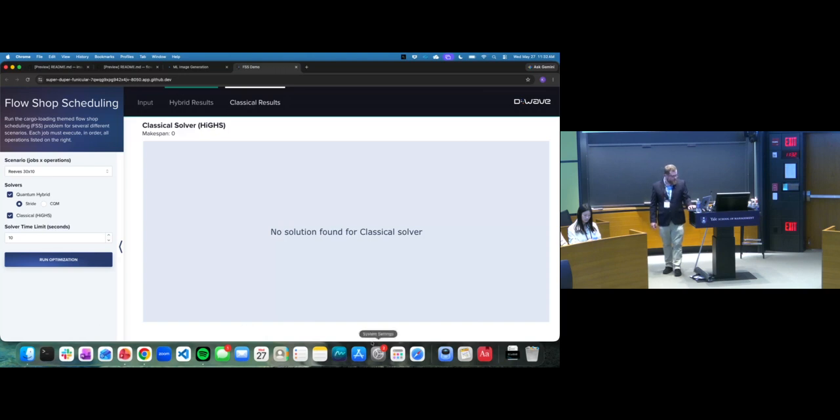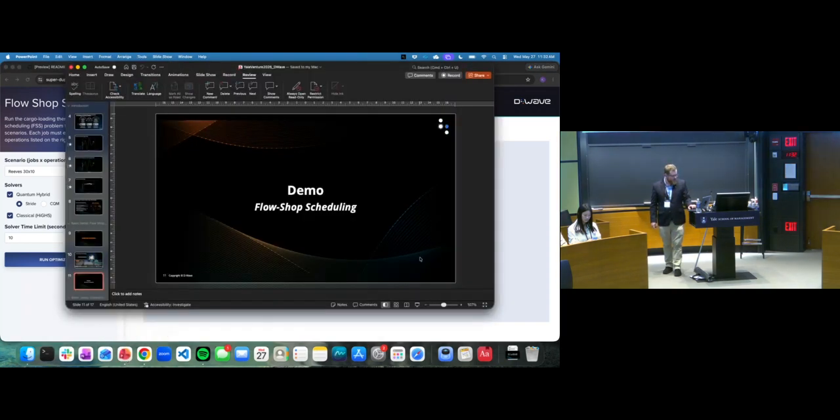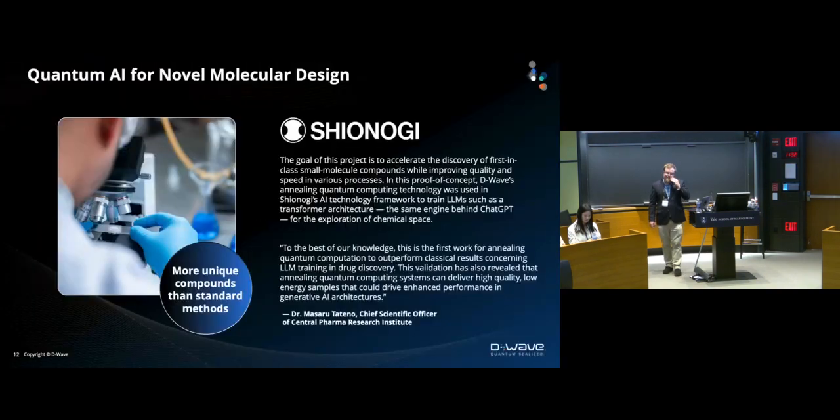Now, I'm going to go back to my presentation for a minute. So this next use case is very, very different. It's not even really an optimization problem. It's weird. So we were working with a company called Shionogi, Japan Tobacco Pharma.